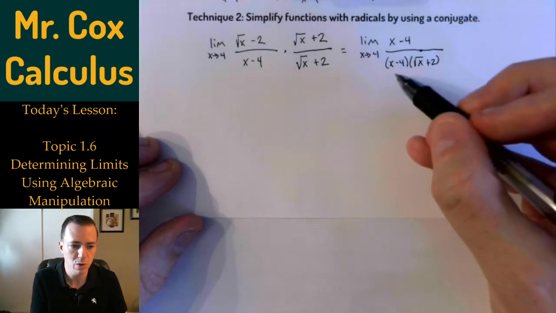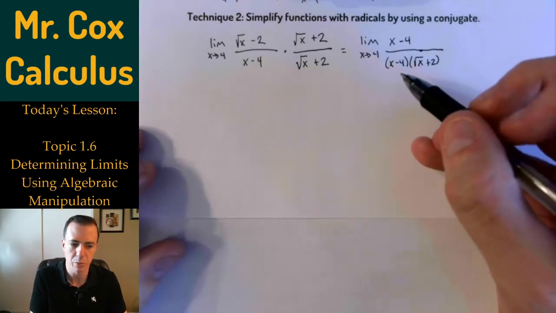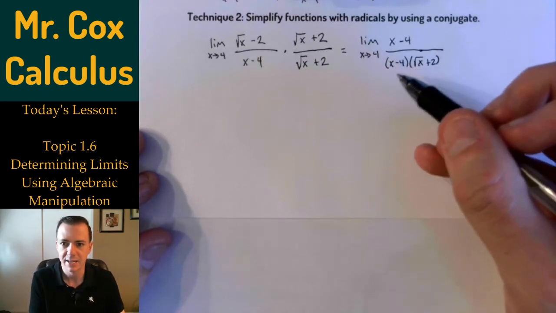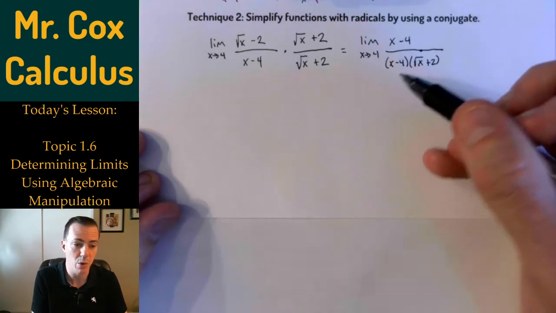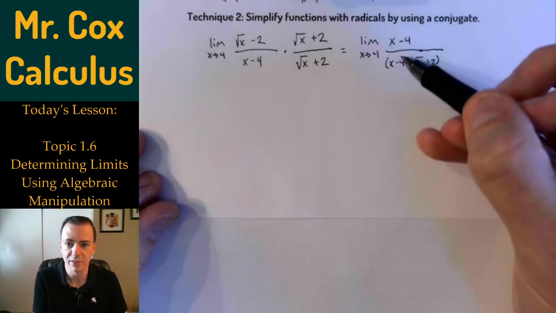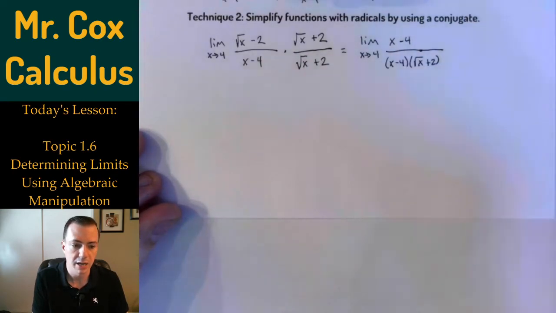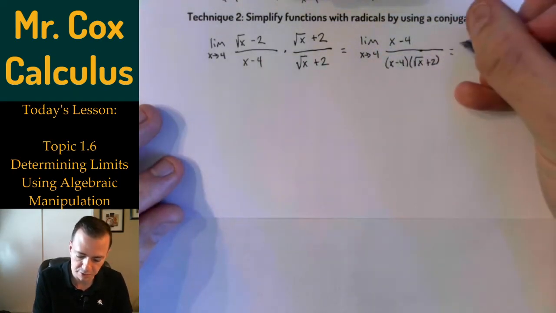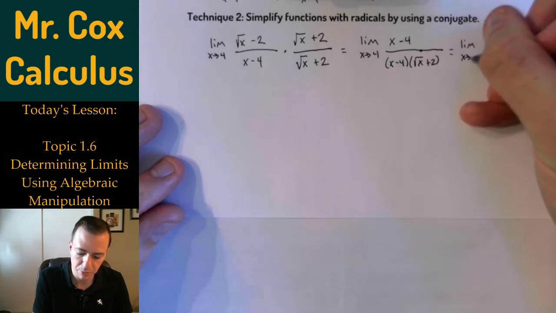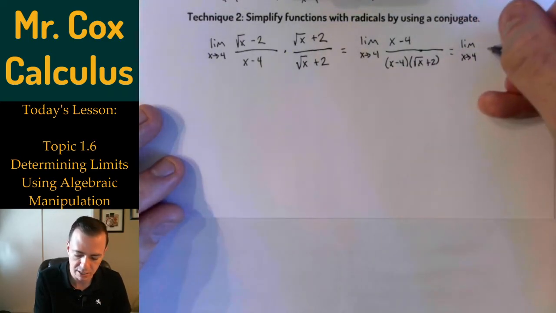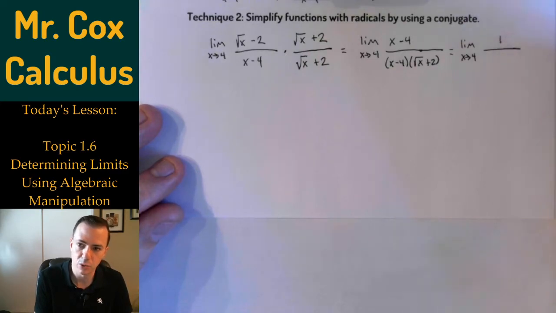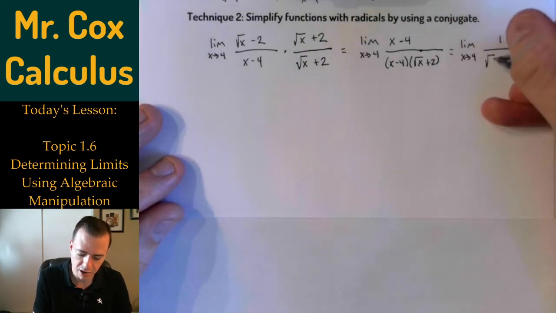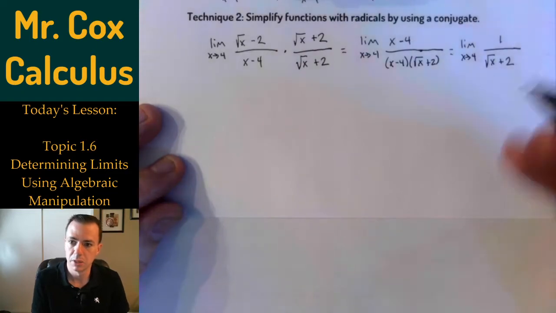So don't do any kind of foiling or whatever multiplication you want right here, because it's going to hide what we're trying to get to happen, which is having these x minus 4s divide out. And in fact, I can do that now and say this equals the limit as x approaches 4. I still haven't evaluated yet. The numerator, I'm left with 1. The denominator, I've got the square root of x plus 2.